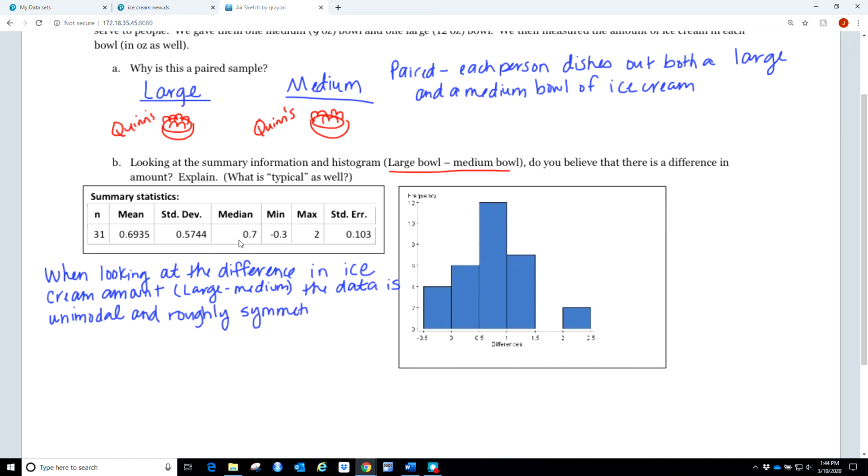So if I have a graph that is unimodal and pretty symmetric, that should hopefully make me think of that normal bell-shaped curve when I see it. Now, are there any outliers? Probably these over here. So there are 2 outliers who put 2 ounces more in the large bowl.